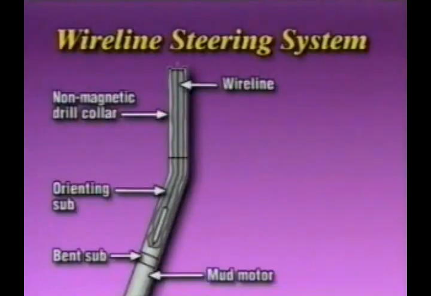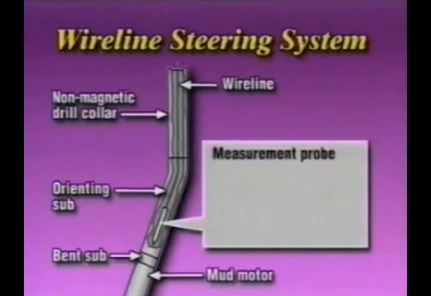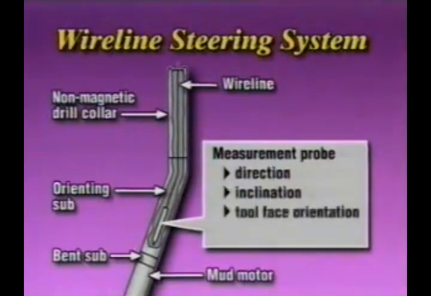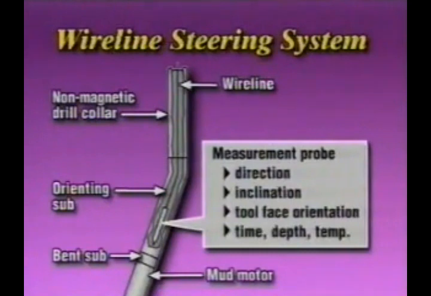A wireline steering system consists of a bottom hole assembly that accommodates a measurement probe run on wireline. The probe has magnetometers that measure direction and accelerometers that measure hole angle. It also measures the orientation of the tool face and other parameters such as time, depth, and tool temperature. The wireline is either run inside the drill pipe or passed through a side entry sub and is connected to a surface computer which processes the information and provides a remote readout. The operator can then correct the tool face angle as necessary to maintain the well on course.